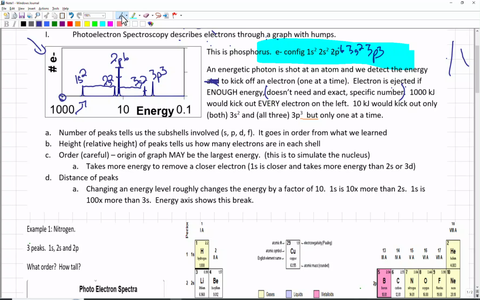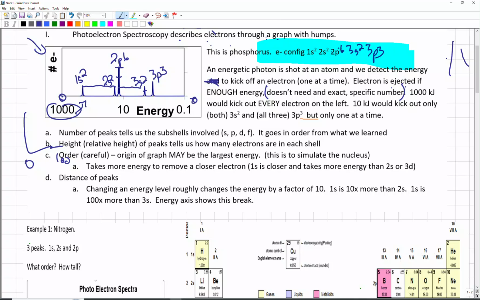The number of peaks tells us the subshells involved, so 1s2, 2s2, 2p6, labeled like that. The relative height of the peaks tells us how many electrons are in each subshell, and you can usually base it on 1s2 because everything starts with 1s2. Order: the origin of the graph may be where the largest energy is. So normally if I draw a graph, this is 0 and this is 100. And this one, notice how this is 1,000 and this is 0.